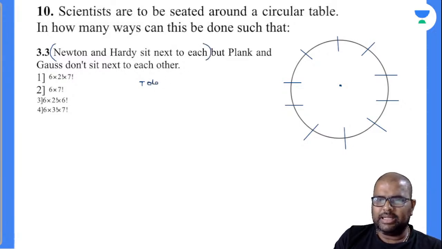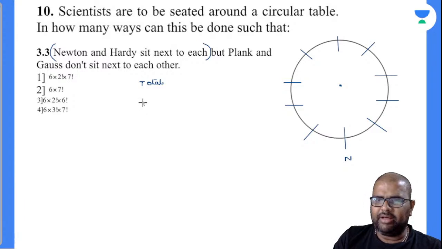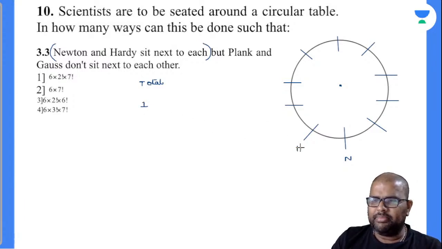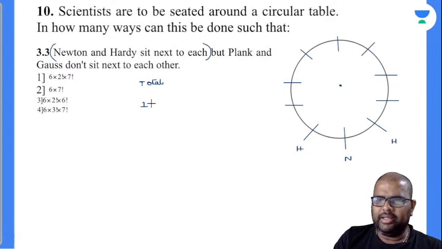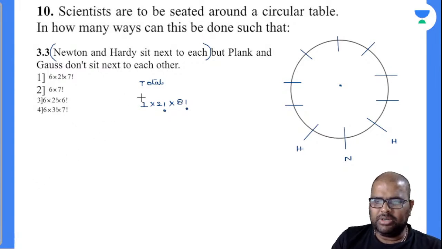What happens regarding this? Now see, on an empty chair, Newton has to be seated anywhere, which can be done in one way. Hardy has to sit next to him, so Hardy might be here or here. How many chances for Hardy? 2 chances, so I will write 2 factorial. The remaining 8 persons can be seated in 8 factorial ways. Am I right or wrong? Perfectly. This is your total ways.